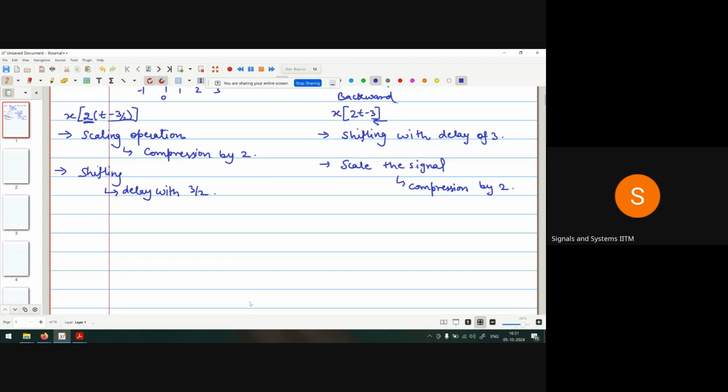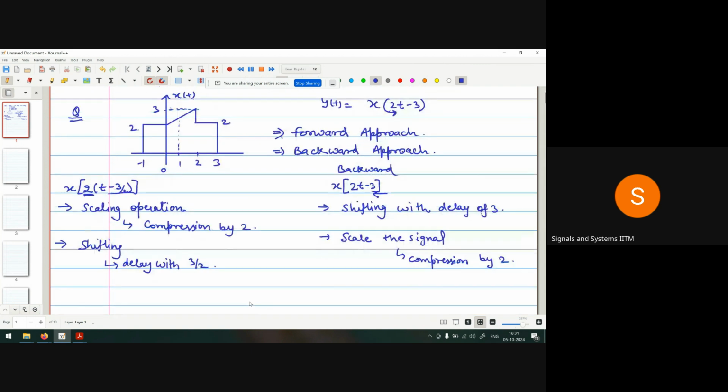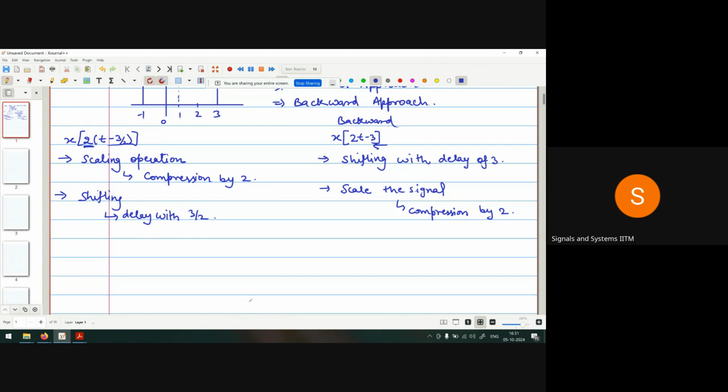Okay. Now we do that. First of all, we do the forward method. So we compress the signal. After compression, what will be the signal? Minus 1 becomes minus 1 by 2. 1 by 2 becomes 1. And 3 becomes 3 by 2. So this is x of 2t.